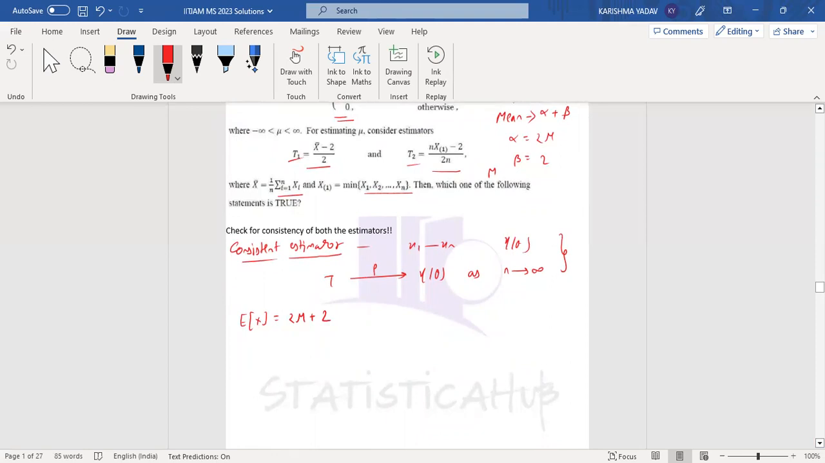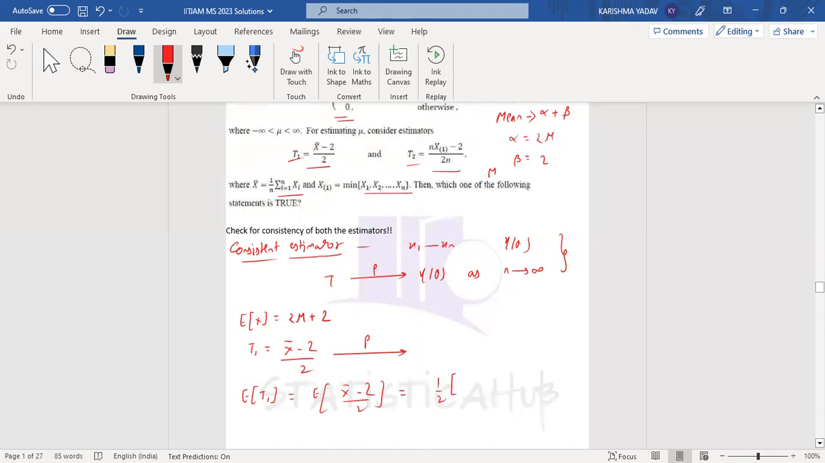For this to be convergent to some gamma theta with probability P, my T1 is equal to x bar minus 2 by 2, converging with probability P to what? For that we have to find the expectation of T1, because we are applying the weak law of large numbers. Let's find the expectation of T1. That is expectation of (x bar minus 2) by 2, which will be equal to 1 by 2 expectation of x bar.